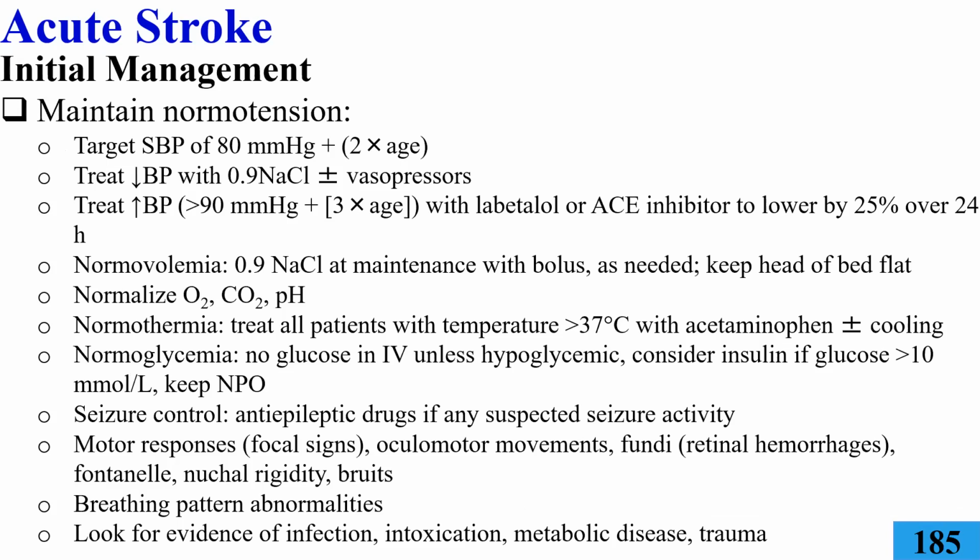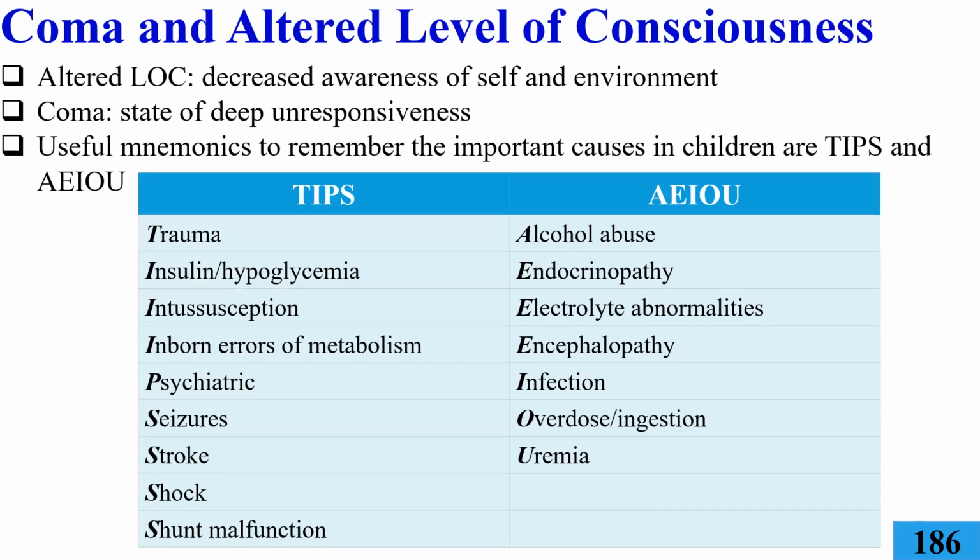Initial management: normalize the blood pressure. That's very important. Control the seizure, monitor the response to treatment, and treat the airway and the breathing. Look for causes such as infection, intoxication, metabolic causes, and trauma. It's very important to remember coma when there is an altered level of consciousness. It's very important to know how to assess the alertness, the orientation, and the coma level.